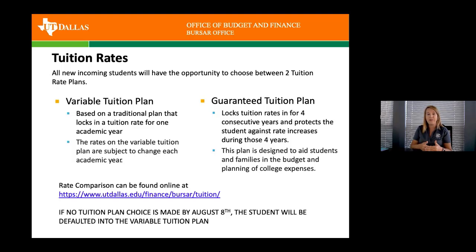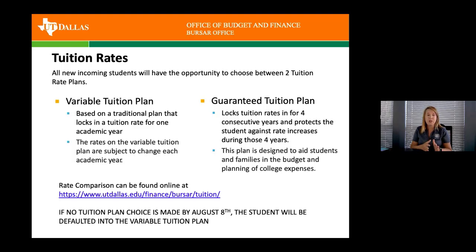So there's a set rate for 1 credit hour. There's a set rate for 2 credit hours. And so the more credit hours you take, the cheaper each credit hour becomes. So it's really important that you take a look at those tuition plans, do a comparison.